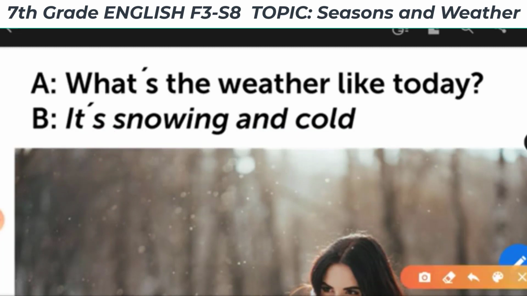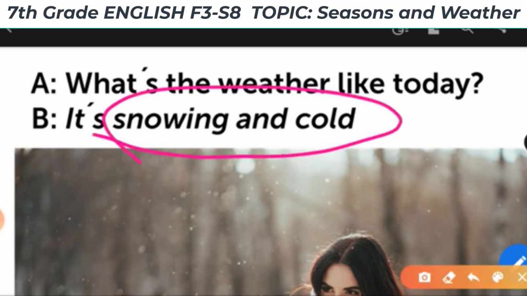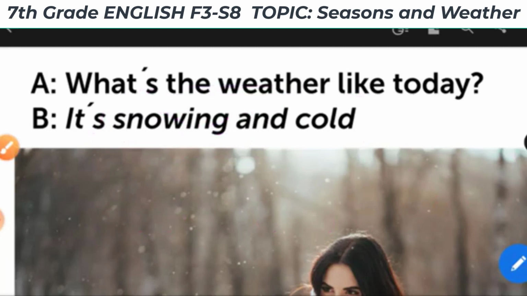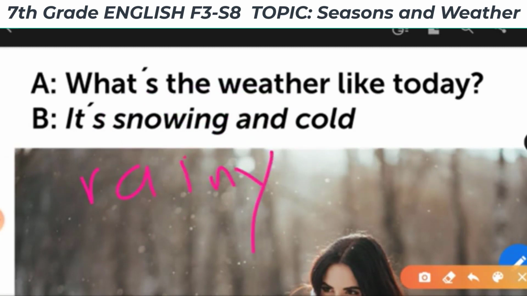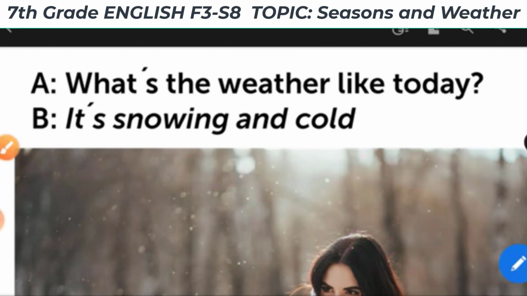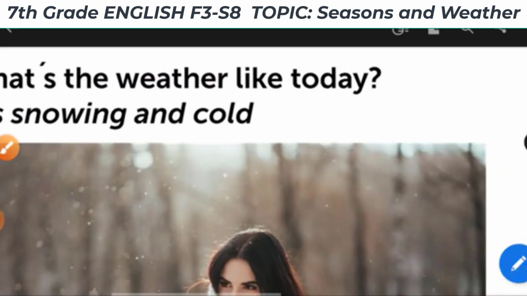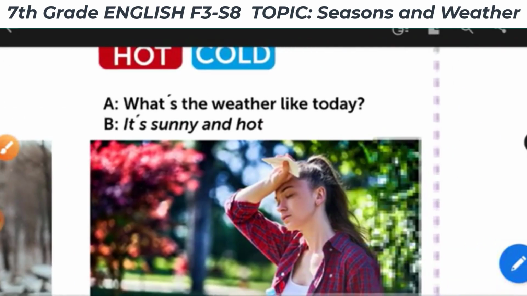Of course, esto puede ser cambiado por any weather. For example, it's hot. It's hot and humid. Yes? It's hot and humid. It's rainy. It's rainy and cold. Yes? It's rainy and cold. You can change this expression for any weather that is being presented in your town, for example.